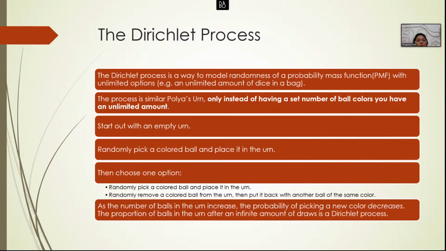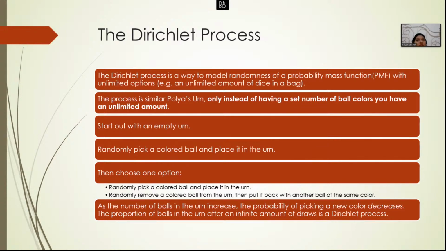Now, in Polya's urn, there were balls of only two colors, maybe red and green. In our case, just imagine that instead of the urn, you have these 550K documents. Okay, so those are our urn. So you have an infinite number of colors available there. So you start out with an empty container. You randomly pick a colored ball. Maybe I pick a red ball and place it in the container.